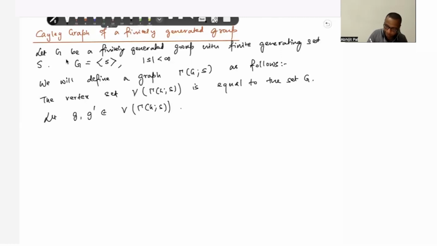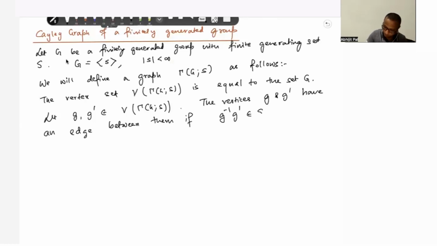So the vertices g and g prime have an edge between them if g inverse g prime belongs to S, or the inverse of this, g inverse g prime inverse, which is nothing but g prime inverse g, belongs to S.